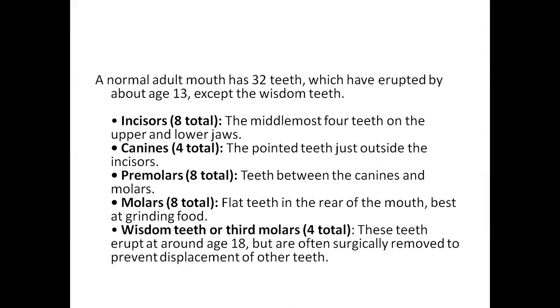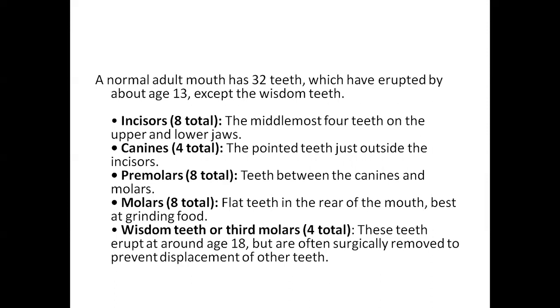There are 5 groups of teeth, or the different categories of teeth. We have the incisors. There are 8 in total. These form the middlemost 4 teeth on the upper and lower jaws. Then we have the canines, a total of 4. These are the pointed teeth just outside the incisors. And then the premolars, 8 in all. These are the teeth between the canines and the molars.